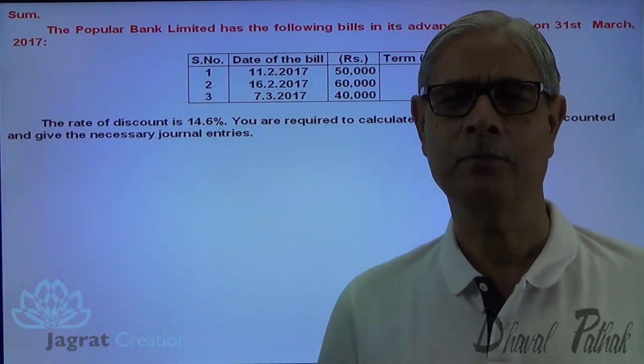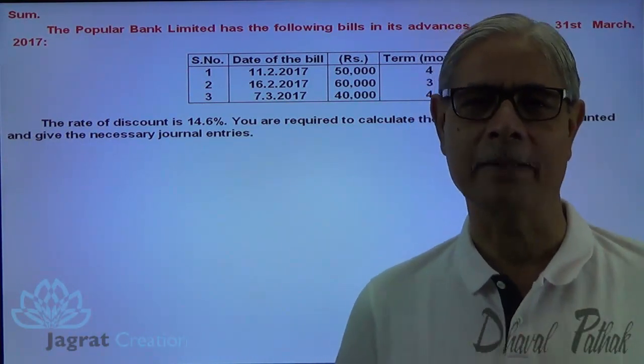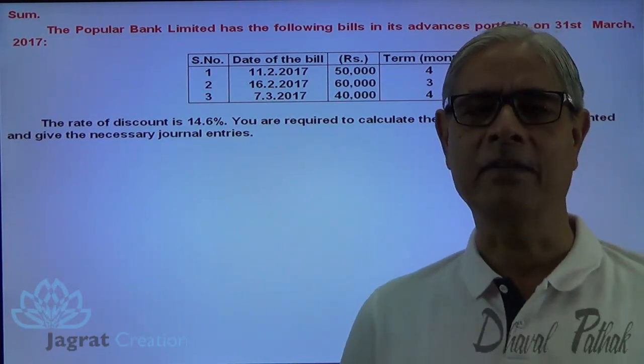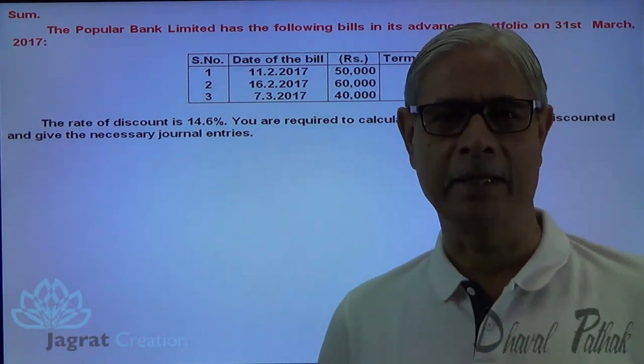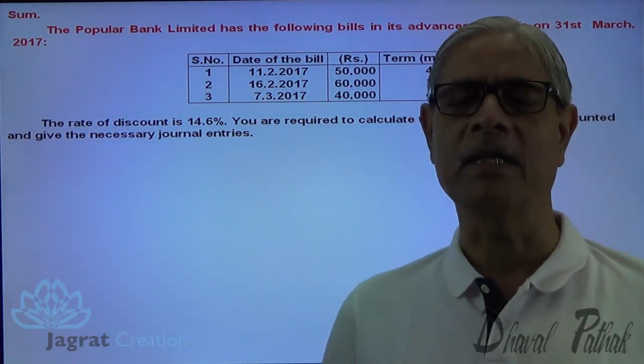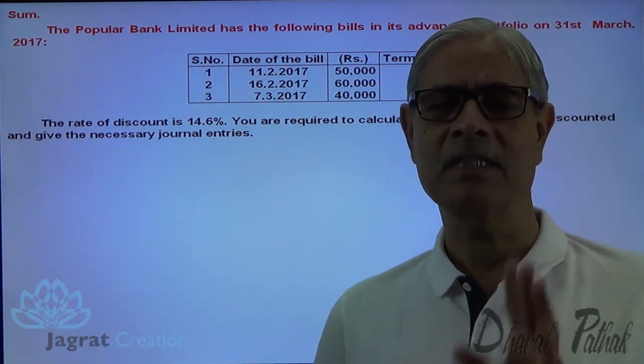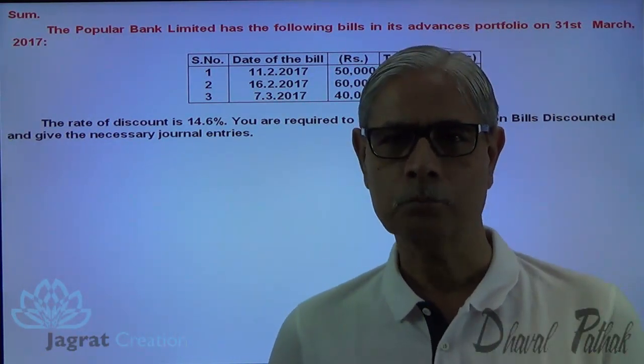This sum is a bit different from the other sums of this type. Here you are not given the details of interest and discount received during the year. Here you are not given the opening balance of rebate on bills discounted, which is usually given to the students in other sums of this type. This is a difference in this sum.